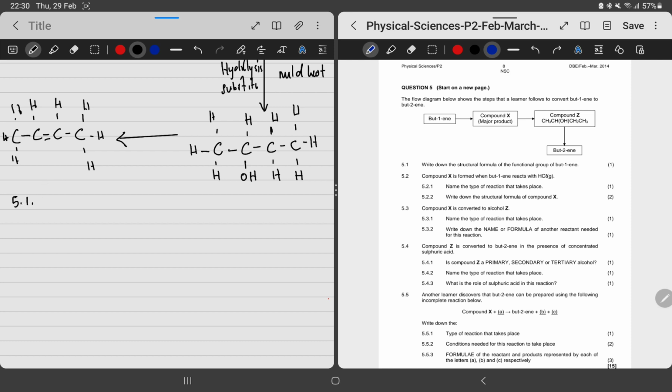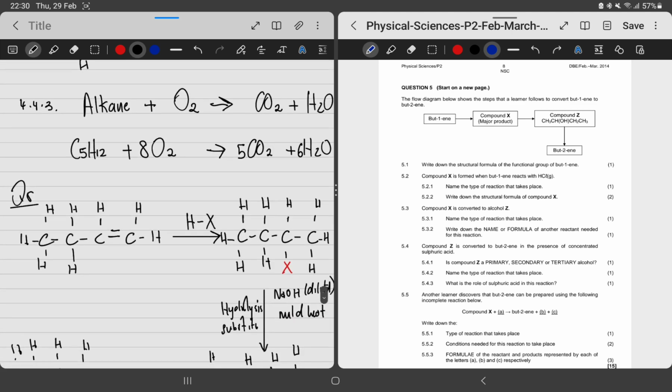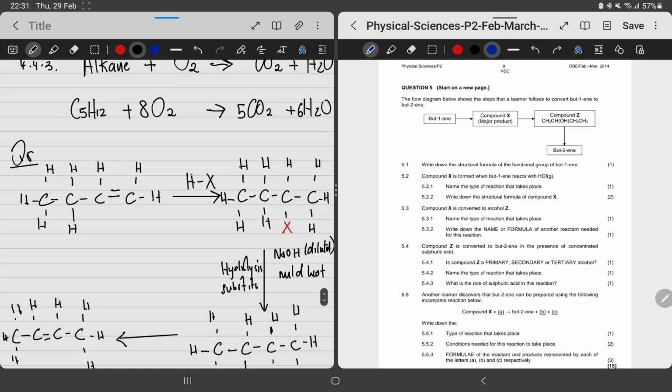5.1. Write down the structural formula of the functional group of but-1-ene that belongs to the alkenes, and the structural formula for alkenes looks like that. The double bond. 5.2.1. Compound X is formed when but-1-ene reacts with hydrochloric acid. Remember what we said. But-1-ene is going to react with a hydrogen and a halogen, which is exactly what's happening there.